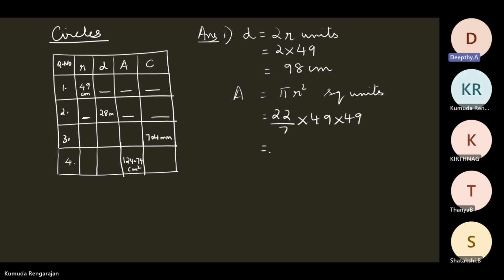Yes, ma'am, which will be 98. No, 49 into 49 is not 98. Oh, yes, ma'am. Now you need to simplify. 7 ones are 7, 7 sevens are 49. Take one number from the numerator, another number from the denominator, and simplify like this, correct? Yes, ma'am. So the product is 7546. So it will be centimeters square.